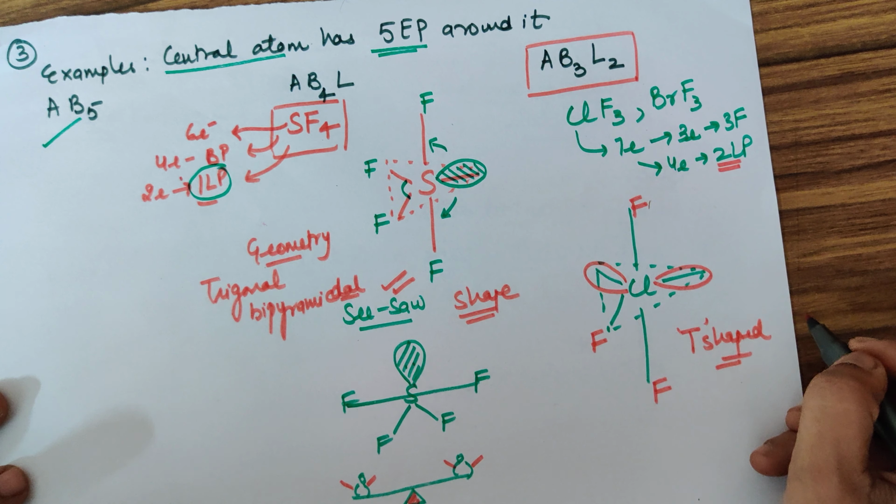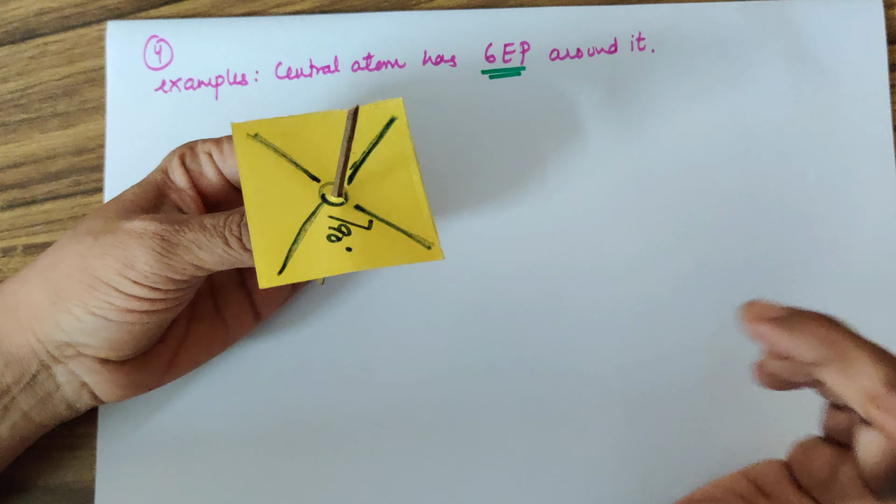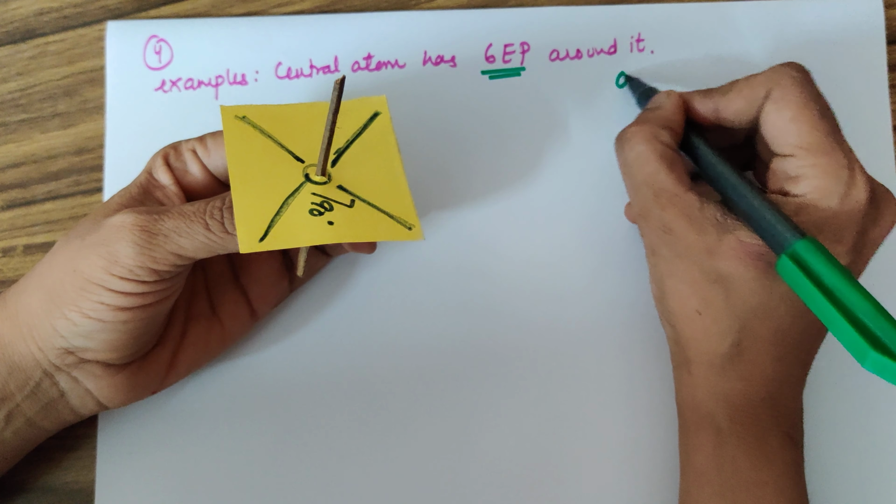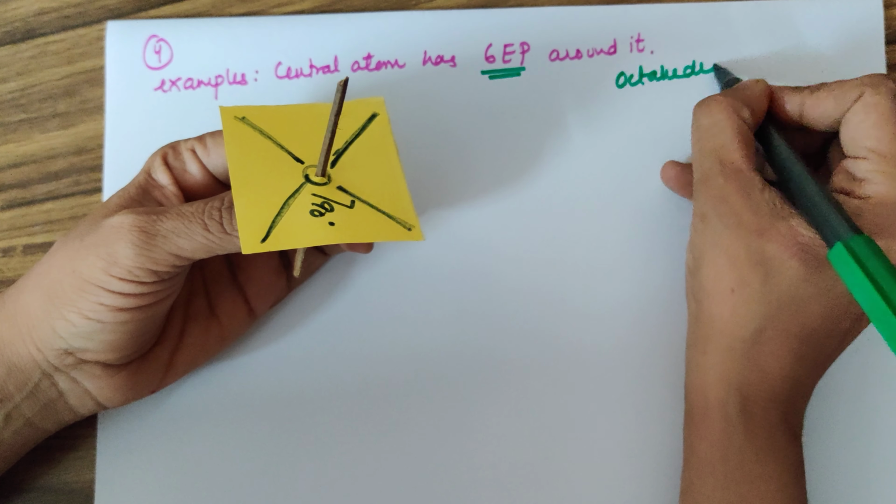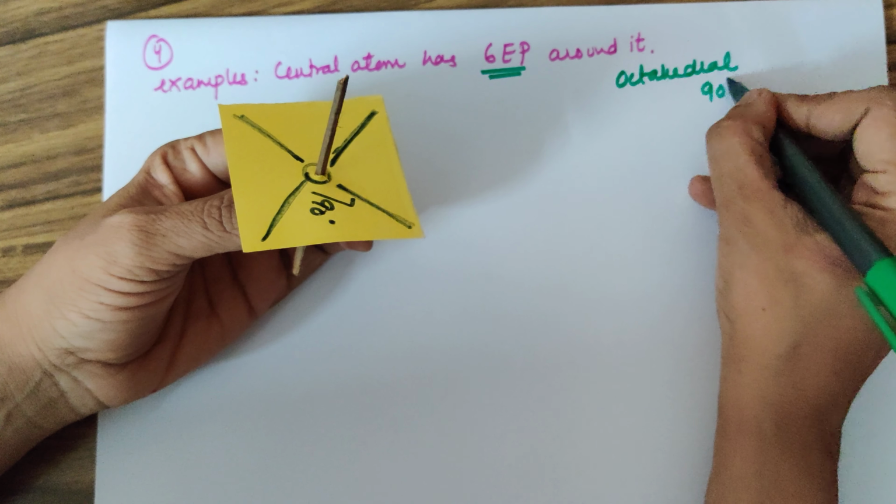The next category we have, the central atom has 6 electron pairs around it. We've already done this. If the central atom has 6 electron pairs, then 4 of them are in this square plane, 1 is on top and 1 is below. So this is how you place the 6. The geometry, in that case, is octahedral, the shape and the geometry, and all angles are 90.